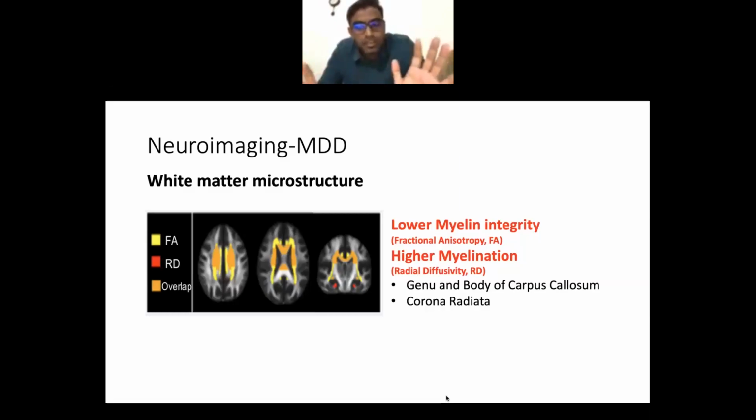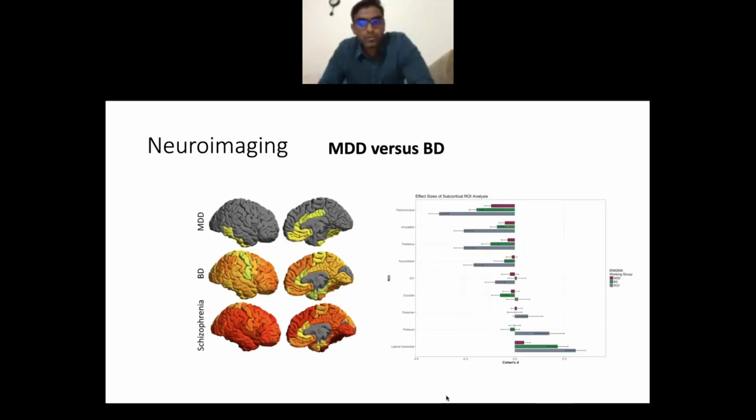So these are certain regions in the brain where we can say that the abnormalities are more in cases of major depression. Now, how do they compare in bipolar depression in comparison to unipolar depression or major depression? What you could see in this figure is that the deficits in major depressive disorder are quite restrictive. They're in only a few regions of the brain, whereas in bipolar depression there are widespread deficits in terms of cortical thickness, cortical as well as subcortical regions, and more so in schizophrenia.